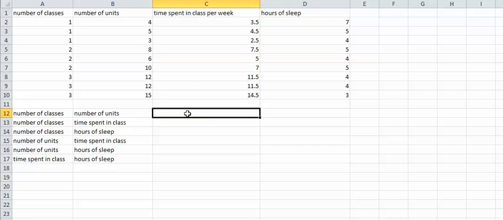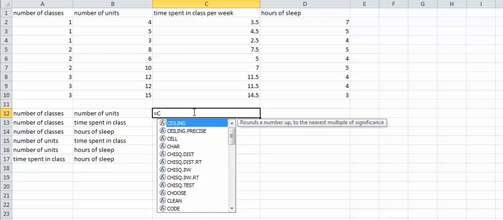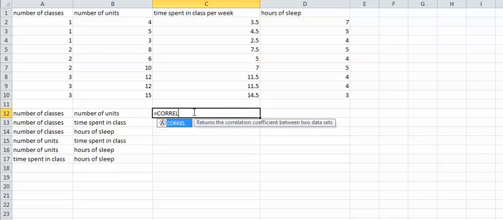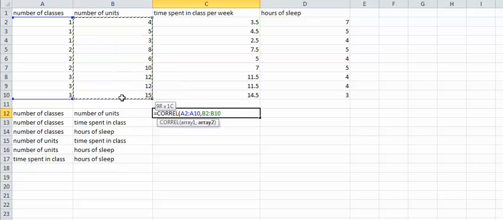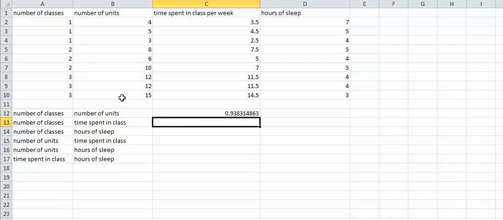So if we want, we can get a correlation coefficient for each of these pairs. What we have to do is type in equals CORREL, parentheses, and highlight the two columns of data. So if we want the correlation between number of classes and number of units, we would highlight number of classes, put a comma, highlight number of units, and then close the parentheses and press enter, and we get this correlation of 0.93, which is a positive number, so these two are positively correlated.